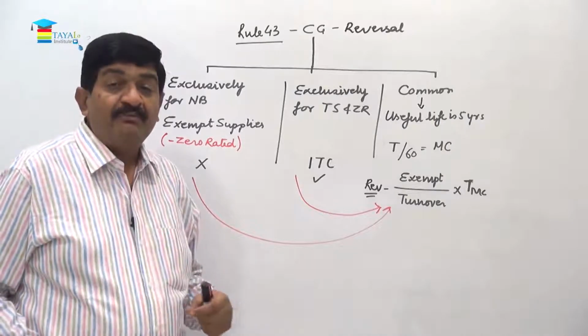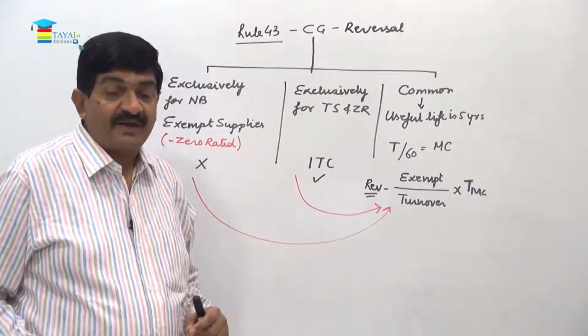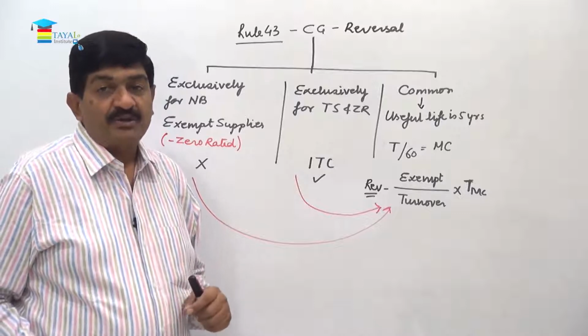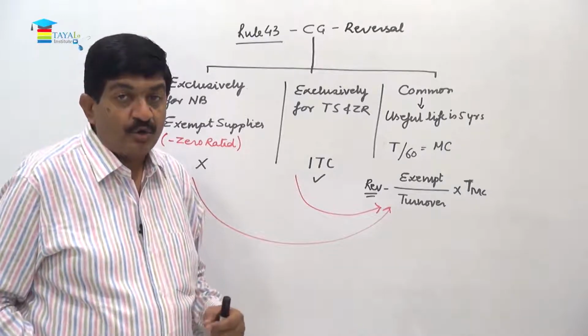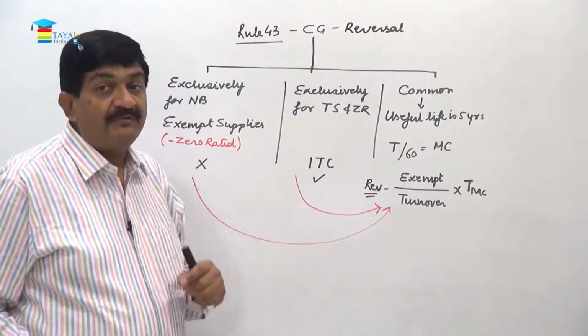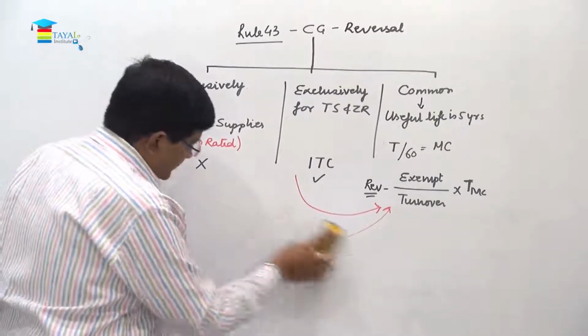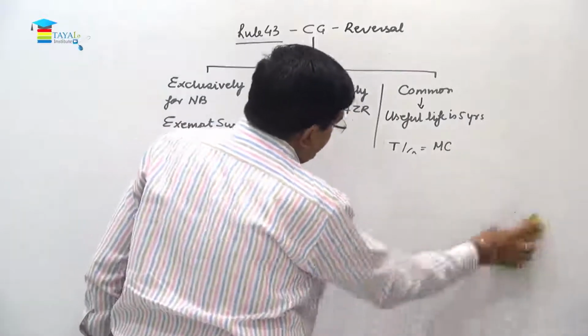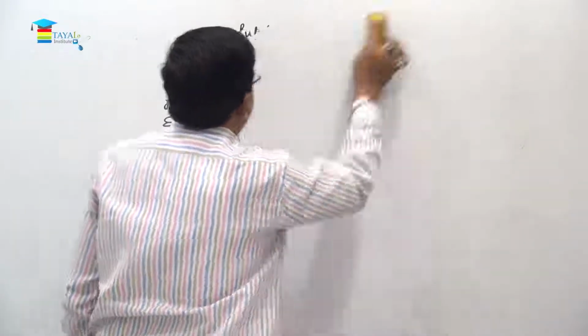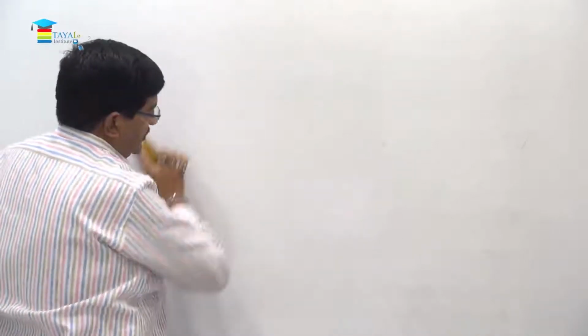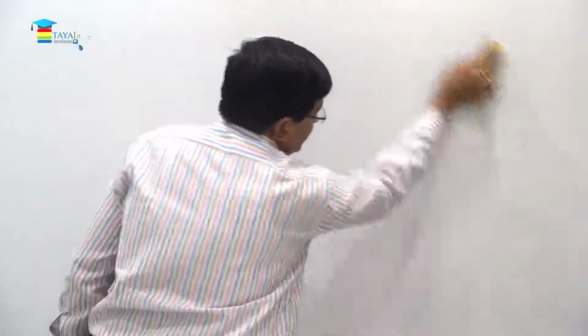And now we come to the important part, which is subsection 5, which is the blocked supply, or you can say supplies for which credits are not available. That is very, very important. So friends, for doing section 17 subsection 5, we need to have the text of subsection 5 with us. So I wish you to keep section 17 subsection 5 open. I am referring to the text, right?